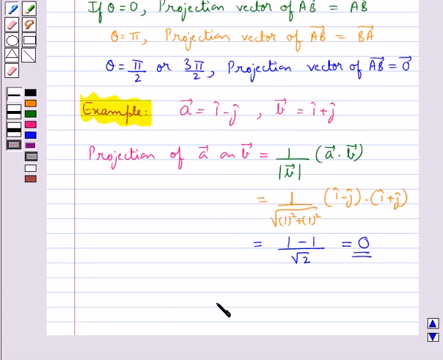So this completes the session. Hope you have understood the scalar product of two vectors.